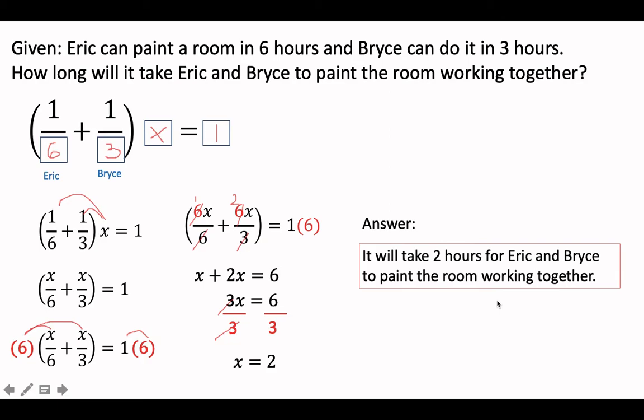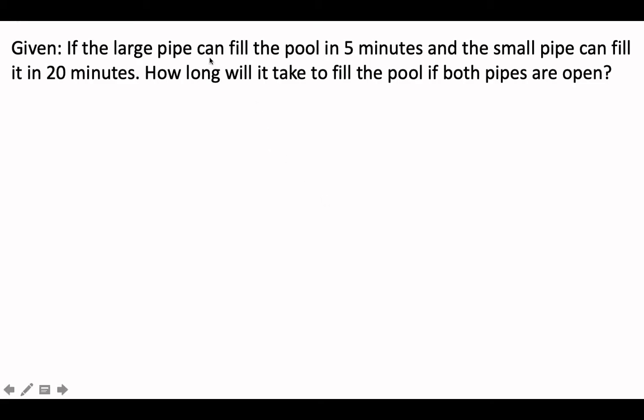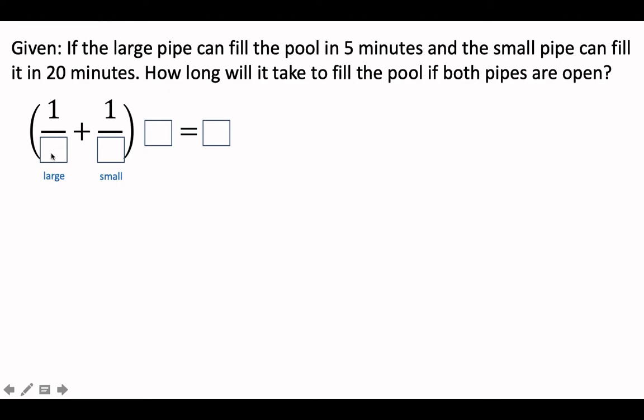That is how we answer a word problem. Okay, example number 2. If the large pipe can fill the pool in 5 minutes and the small pipe can fill it in 20 minutes, how long will it take to fill the pool if both pipes are open? So this is another work problem, so we can use the same diagram. Then we will assume that this will be the large pipe and this will be the small pipe. So we will fill out these boxes.